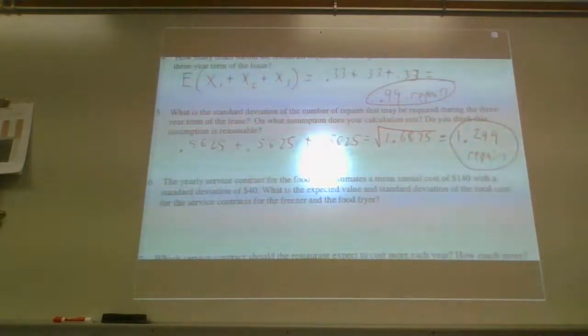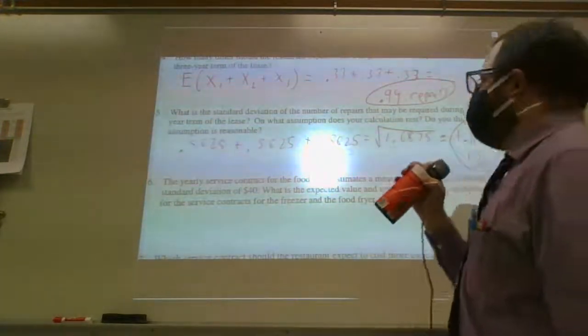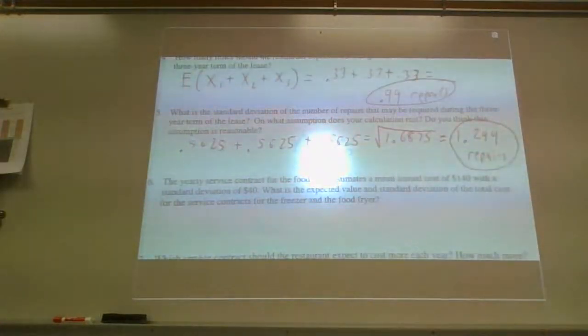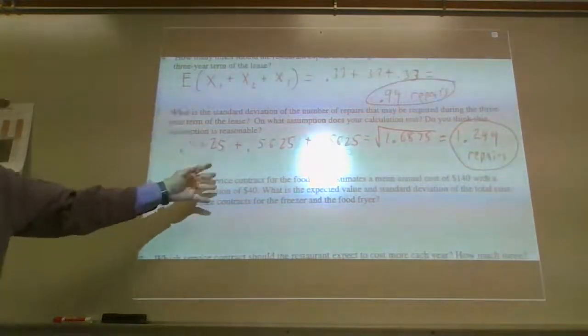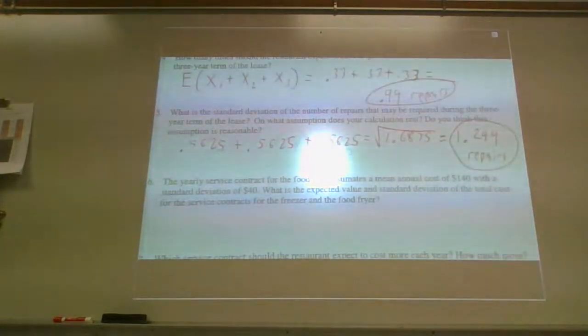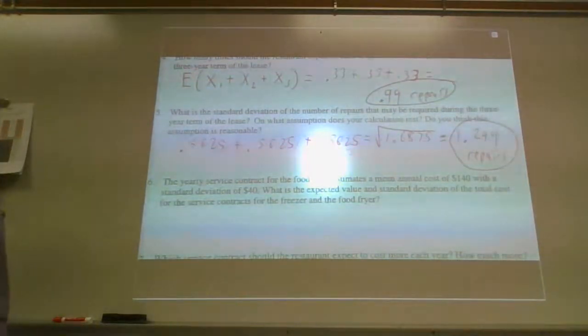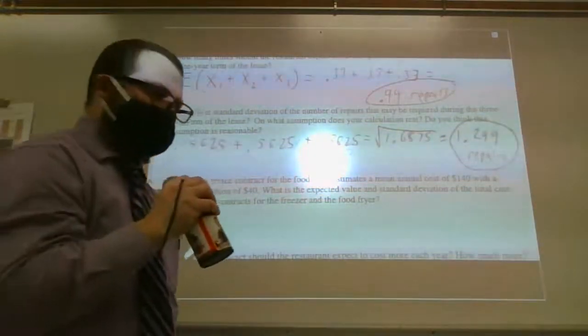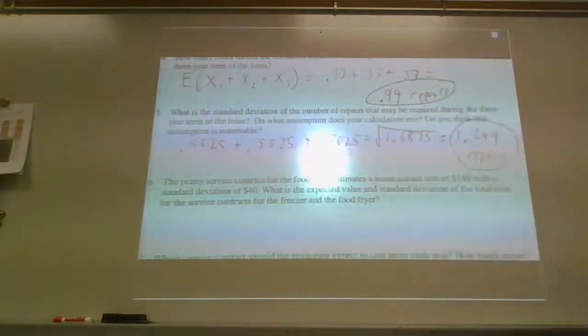Now, 2 amazing questions here. The first one: on what assumption does your calculation rest? There is an overbearing assumption that you need to recognize in regards to this problem number 5. It has to happen in order for this calculation to take place. And if this assumption is not met, then this calculation is invalid. What might that assumption be?